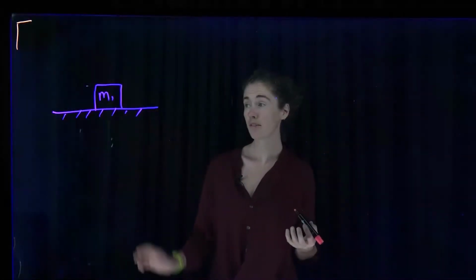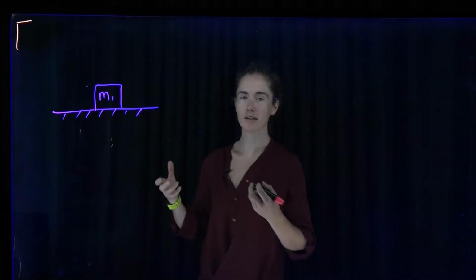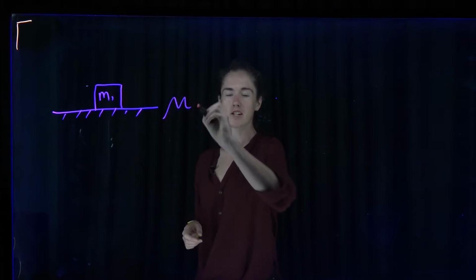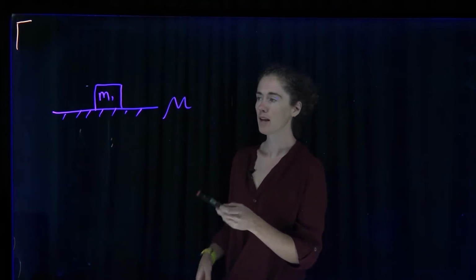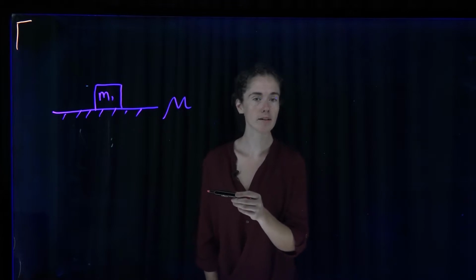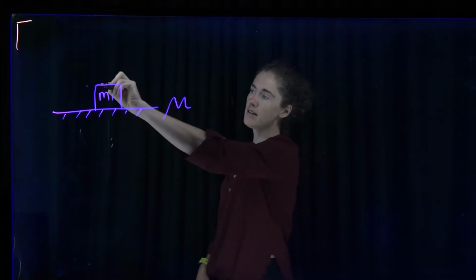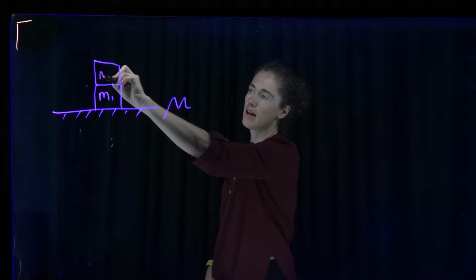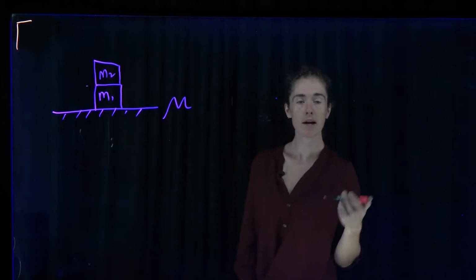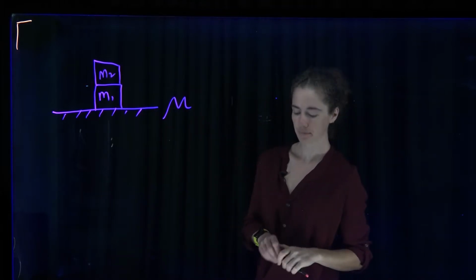In this question, we've got a box sitting on a floor with a coefficient of friction mu. A box has mass m1, and then another box, m2, is placed on top. And you're asked a few things about that.